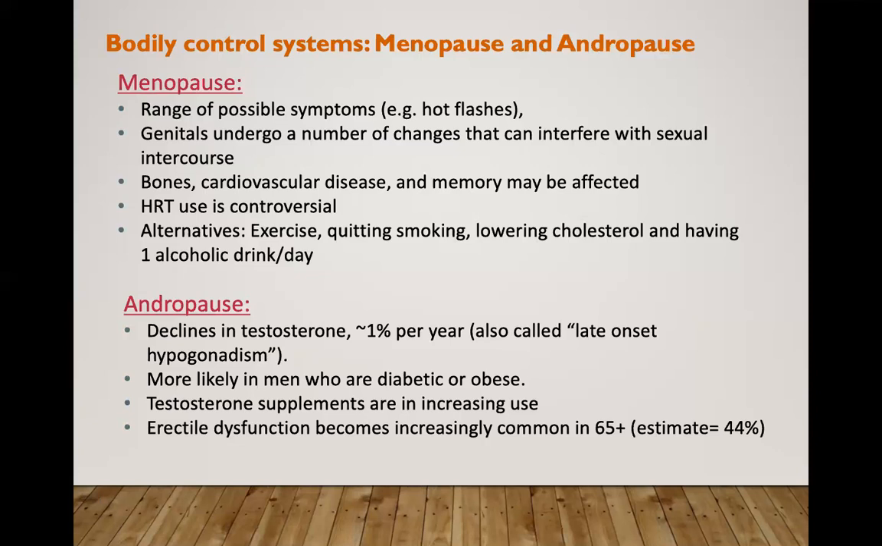Menopause and andropause. Menopause being the individual being female is no longer having a period. There can be perimenopause, menopause, and then postmenopause. Perimenopause can occur between 4 to 10 years before menopause occurs. Menopause, you have to not have had your period for a year. And then there are going to be some changes that occur.